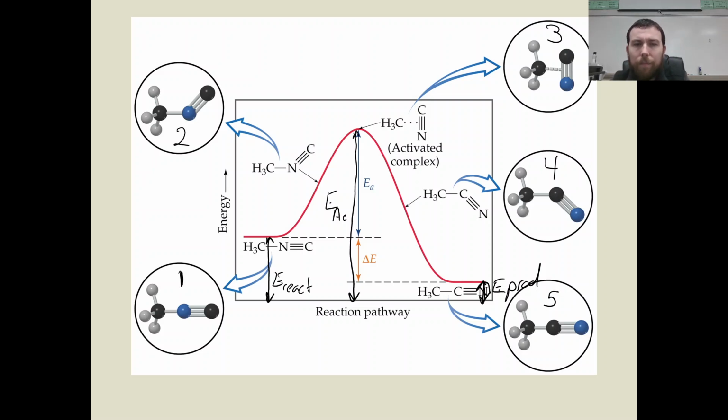Now, if you're looking at everything, maybe it got a little too busy for you, but you've got the blue EA arrow. That's going to be the difference between the energies. So EA is equal to the energy of the activated complex minus the energy of the reactants, like we've drawn here.